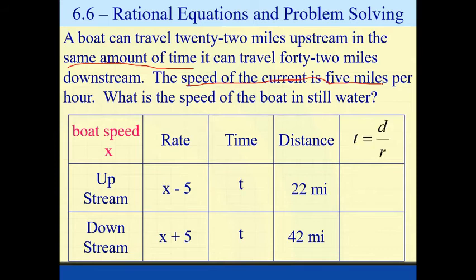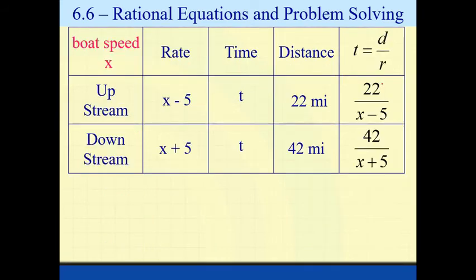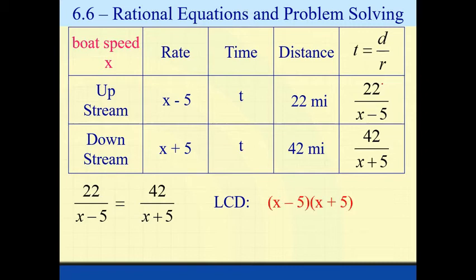Okay, so again, we're going to use the formula T equals D over R, and we're going to set these up using our distance over our rate. Alrighty, again, we get to set these equal to each other because it's just the same time. All right, and our LCD is going to be what? That's right, it's going to be x minus 5 and x plus 5.